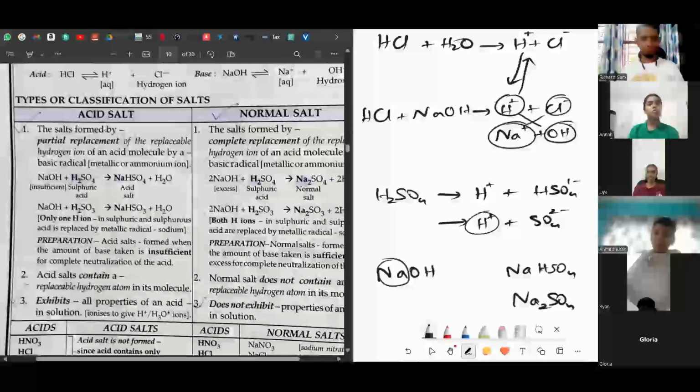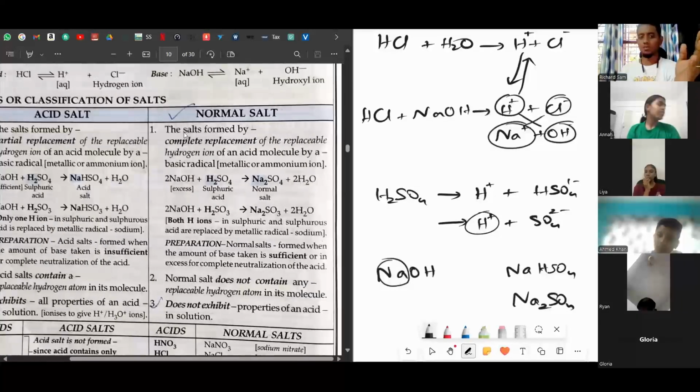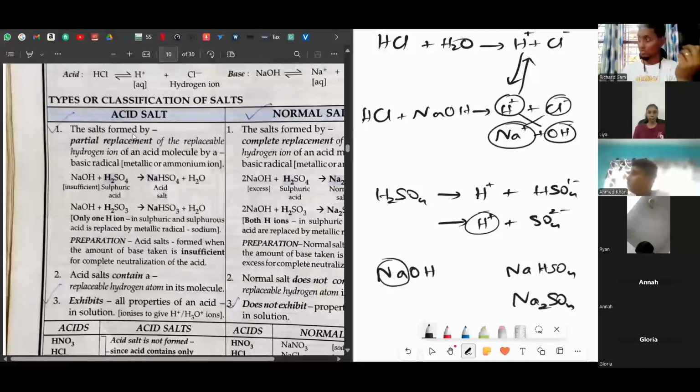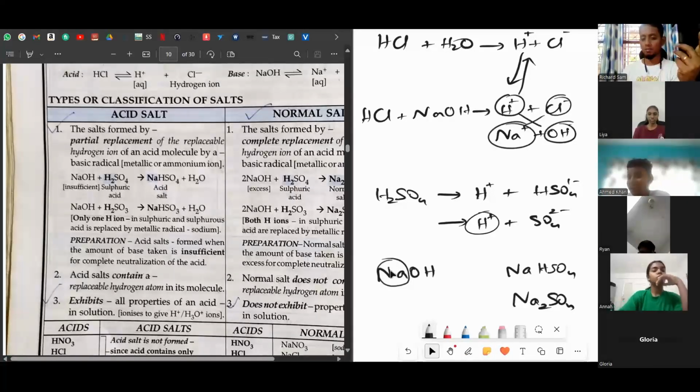Okay, so they have given so much more explanation about acid salt and normal salt. I'll just read it from here. Let's read normal salt first. Normal salt, how is it formed? By complete replacement of the replaceable hydrogen ions of an acid molecule by a basic radical, means by the positive ion, by the Na. That's the basic radical. How is acid salt formed? By partial replacement of the replaceable hydrogen ions of that acid by the basic radical. That is the Na.